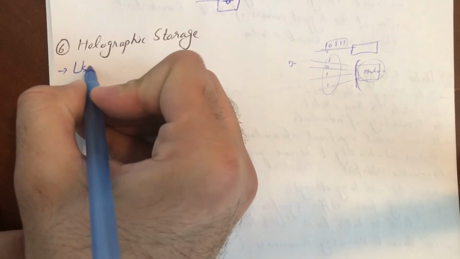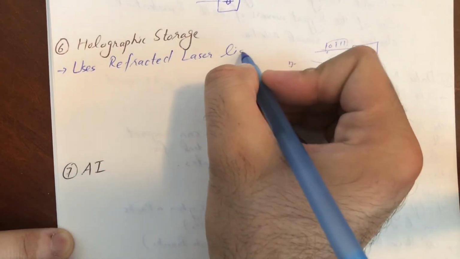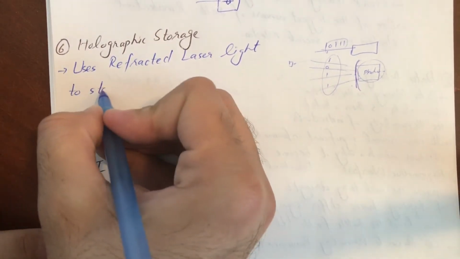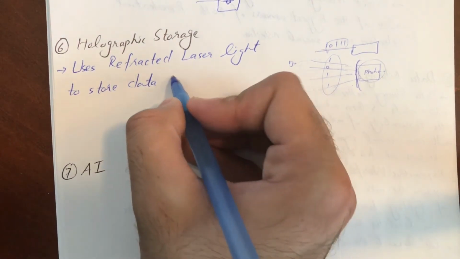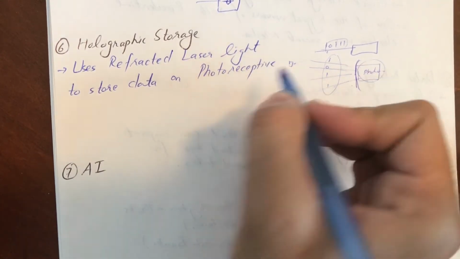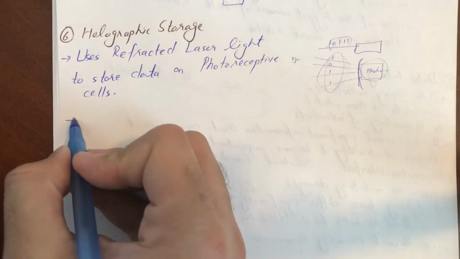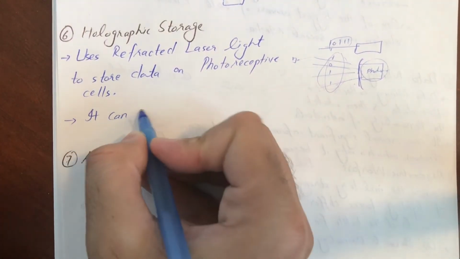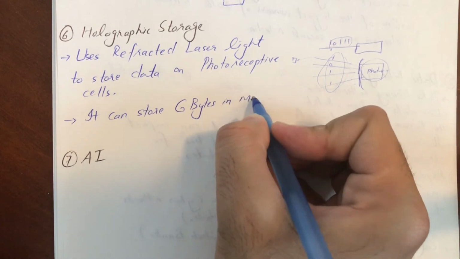Holographic storage mainly uses refracted laser light to store data on photoreceptive cells. As I mentioned earlier, multiple data can be written simultaneously, and the best thing is it can store gigabytes in a millimeter of space. So a very, very small space is required in order to store the data.